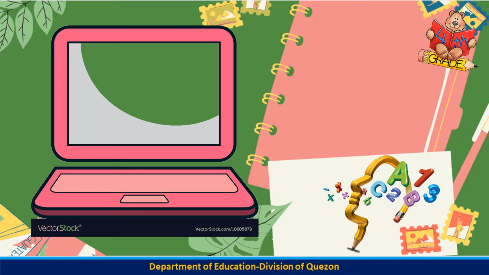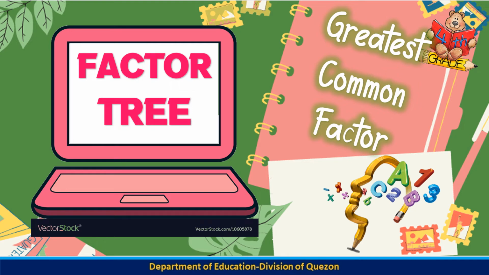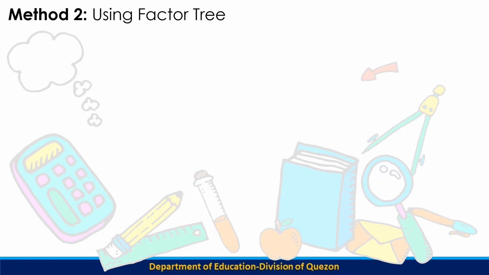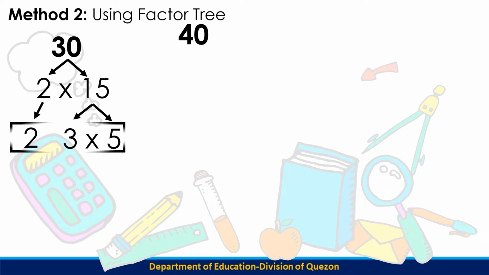Now let us proceed to the second method. We have the factor tree or the prime factorization. We have the given numbers 30 and 40. Using the factor tree, in 30, we have 2 times 15. Another is for 15, 3 times 5. And let us bring down the 2. So we have the prime factorization of 30: 2, 3, and 5.